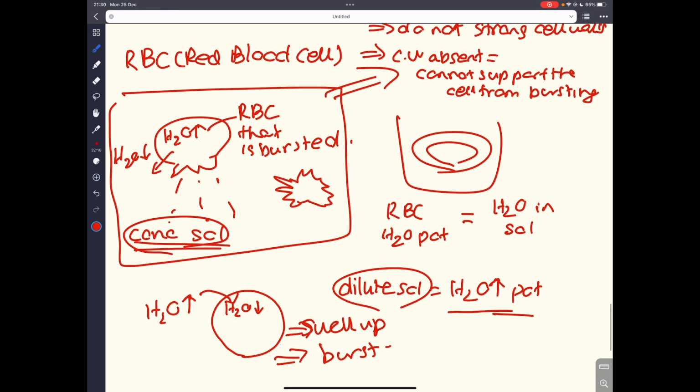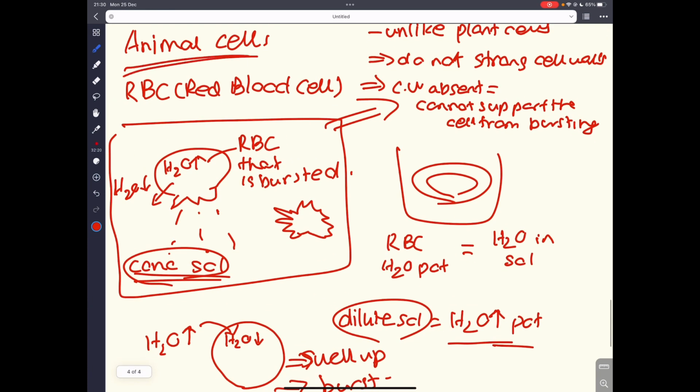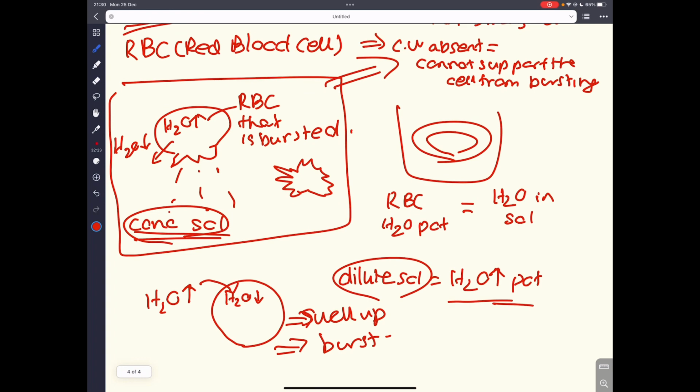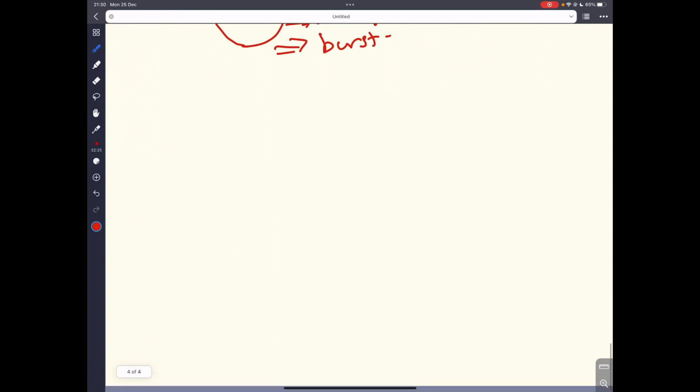So yeah, you should be able to know that as well. This is for animal cells and plant cells. And you should be able to use these terms, turgid, in plant cells. You should be able to use turgor pressure.